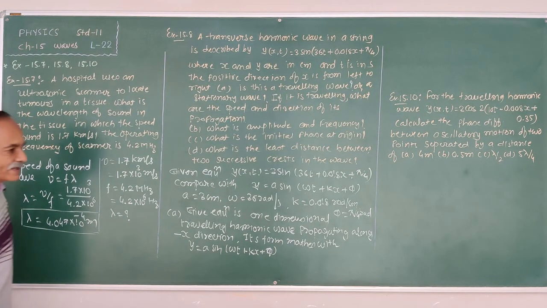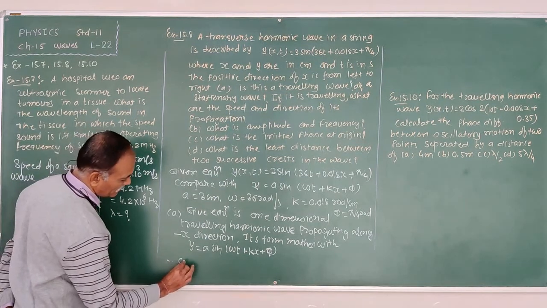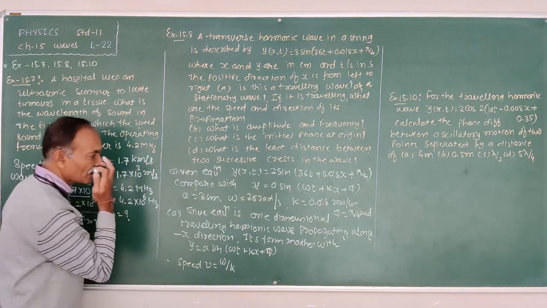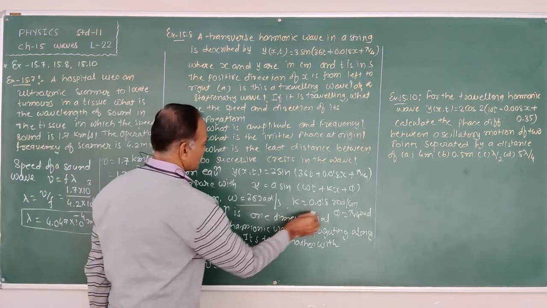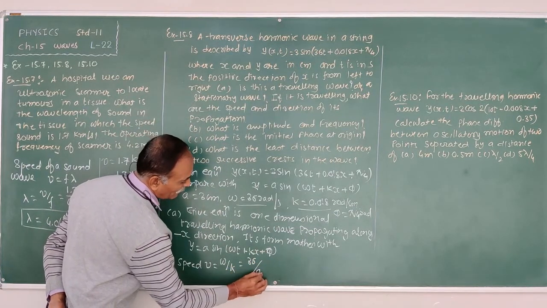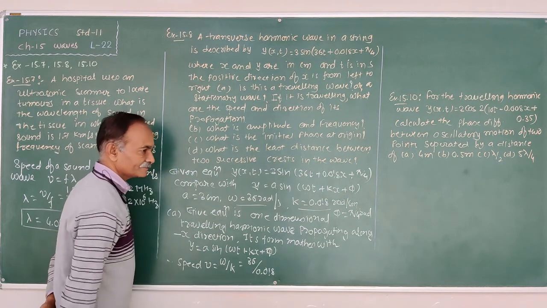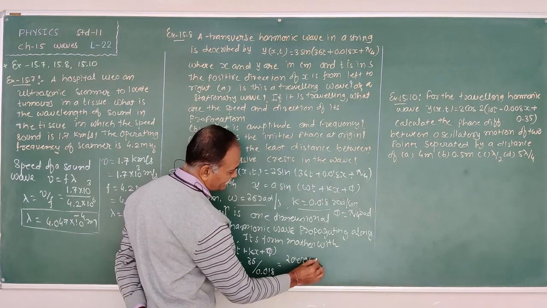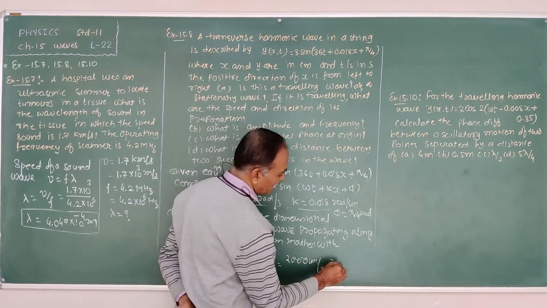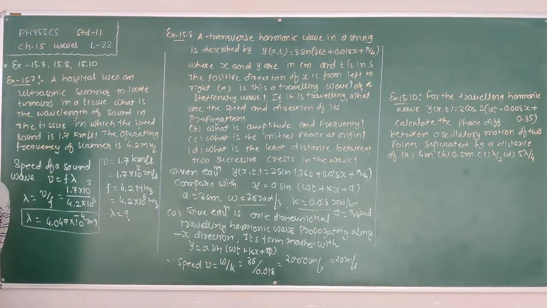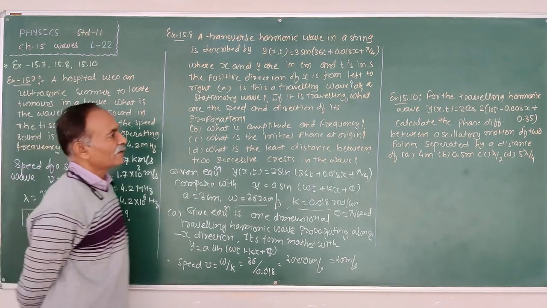Now, what is the speed? Therefore, speed v is equal to omega upon k. Omega we already found, 36, and k is this, therefore 36 upon 0.018. Thus we obtain 2000 centimeter per second, or in other words 20 meter per second. So that is the answer to the first part.